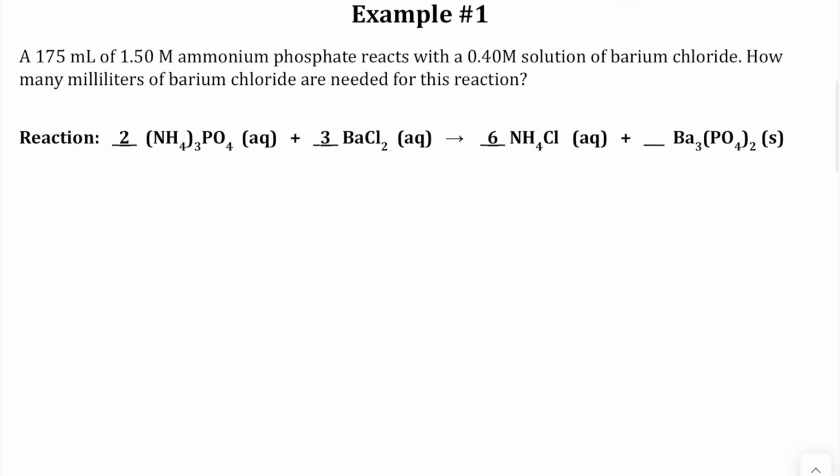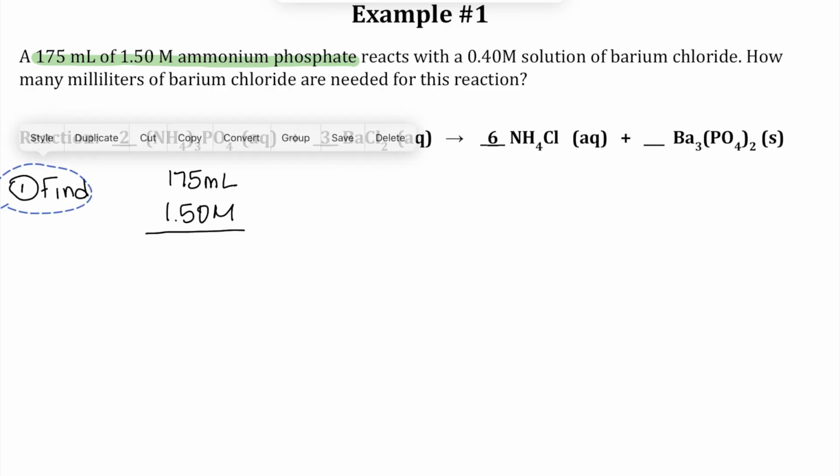So looking at what we have, staying organized, we have our balanced reaction. 175 milliliters of 1.5 molar ammonium phosphate. Well, here's my ammonium phosphate. As I look at this, I'm going to write that down. And my first step is going to be that if I have this information, I have 175 milliliters and 1.50 molar. Well, I have enough information that I can find my moles in that case. So step 1 is going to be that we can find our moles.